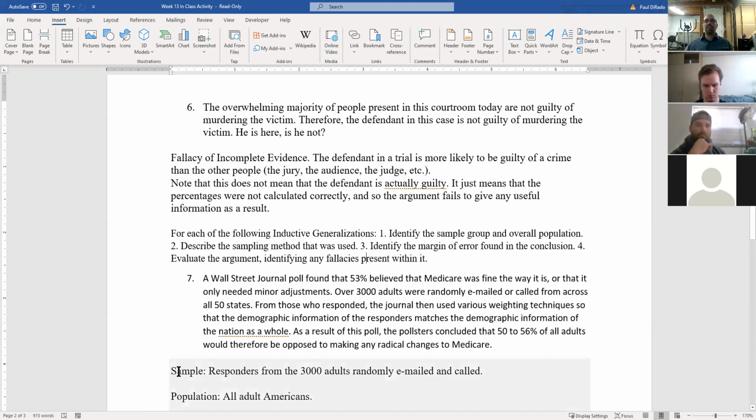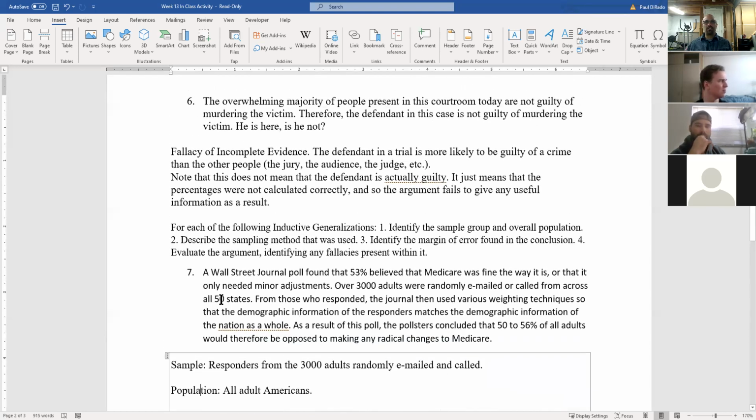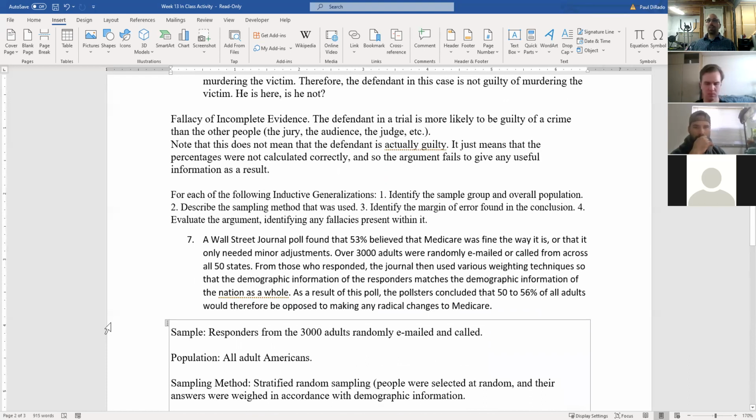Who is our sample supposed to represent? All adult Americans, not just voters. It specifies that all adults is the sample, that is the population that we're trying to talk about. All right. So what sampling method was used? Think of this as the question we're asking: how is this group formed? How did we get this group of people? And we got it using what's called stratified randomness.